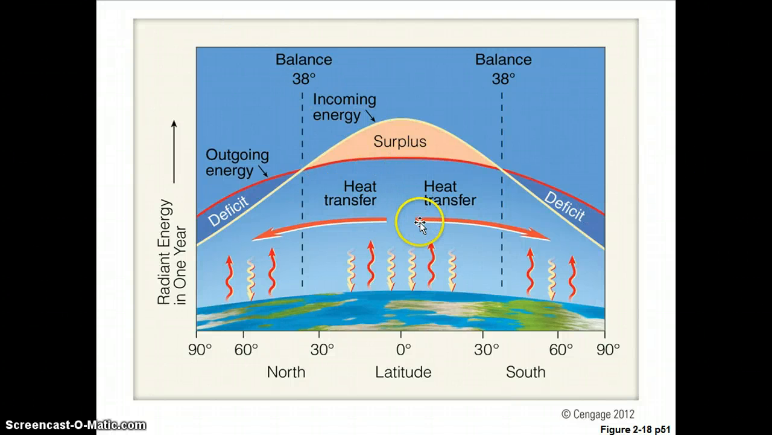There is a transfer of heat from about the equator going northward and the equator southward, and in a few chapters from now we'll talk about how that energy is transferred. But for now, just understand that on average at the poles we have a deficit, and at the equator and the tropical latitudes on average we have a surplus of energy.